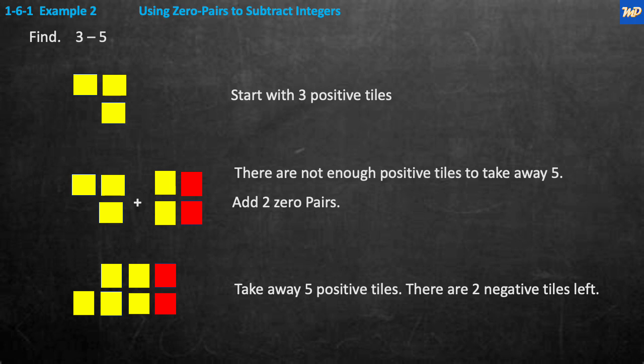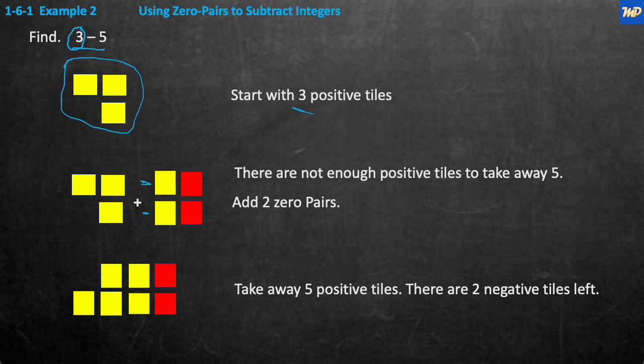It says find 3 minus 5. As it says, we start with 3. 3 is a positive number, so we're going to start with 3 yellow tiles, 3 positive tiles. Then we want to subtract 5, but we don't have 5 to subtract from. So we have to add some so that we can get to 5. In order to do that, we're going to add 0 pairs. We're going to add 2 0 pairs.